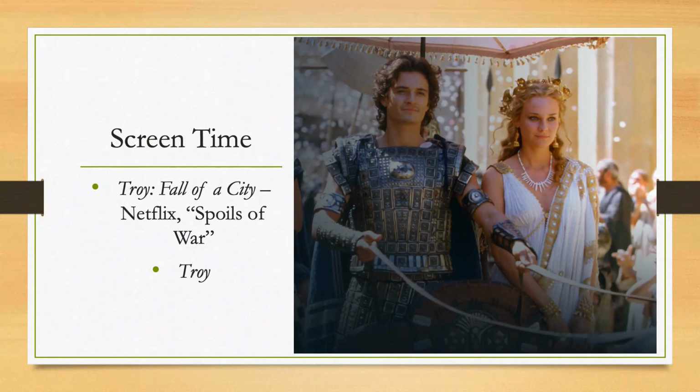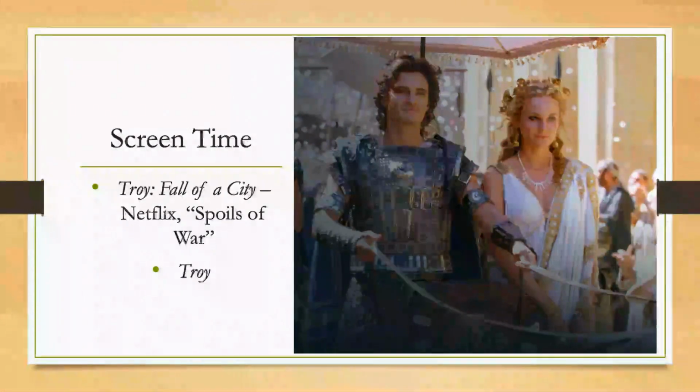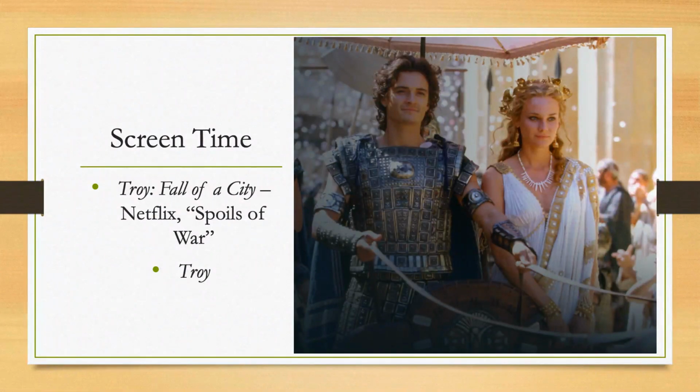Some recent modern screen adaptations are the movie Troy from 2004. This is a movie that starred Orlando Bloom and Brad Pitt and Eric Bana as Paris, Achilles, and Hector, as well as a miniseries that Michelle actually brought to my attention during our research project called Troy: Fall of a City, which you can find on Netflix. And specifically, what I think is the main scene of Agamemnon's story, where he angers Achilles by taking his war prize bride, actually occurs in episode 4 called Spoils of War.